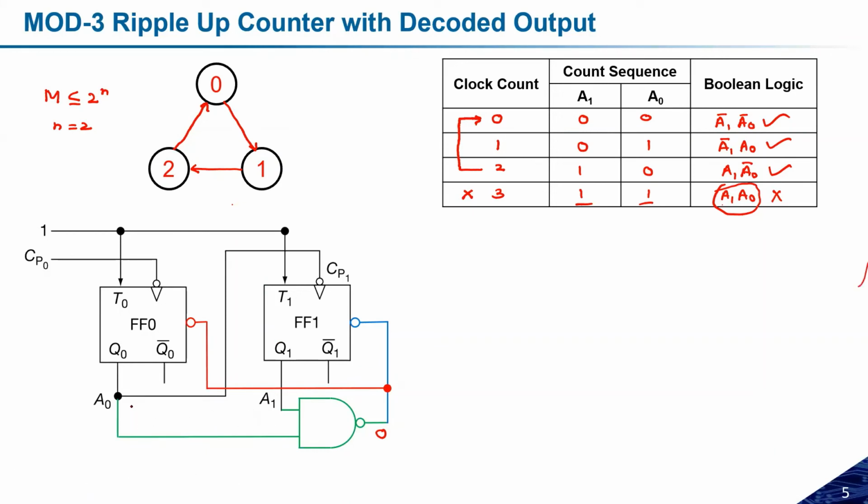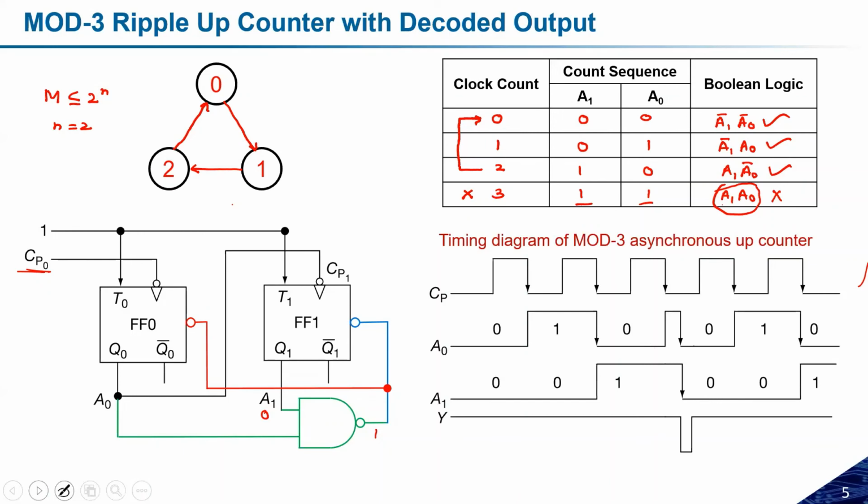If a1 and a0 are 0 0, in that case I will get the output as 1, and if it is 1, this will not be cleared, so this counter will work. Now, in the first clock pulse, this a1 will become 1. Let me simply show you the timing diagram, so you will be able to see it here.